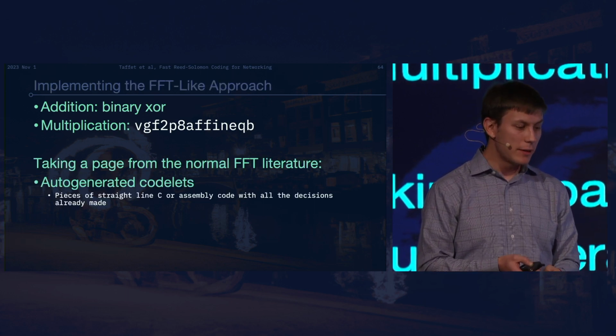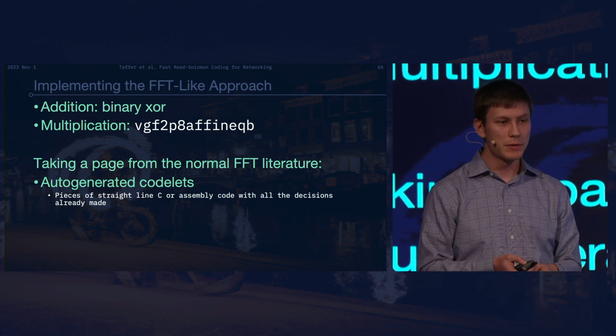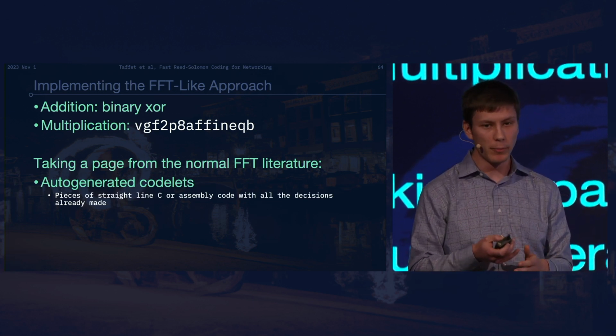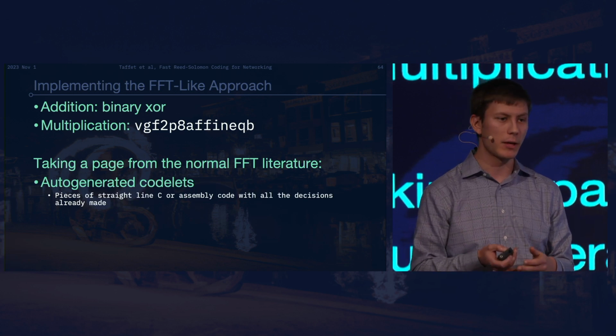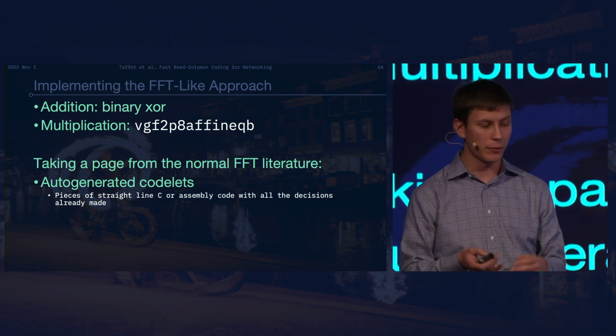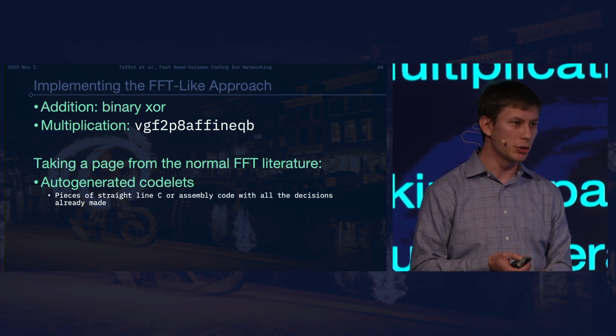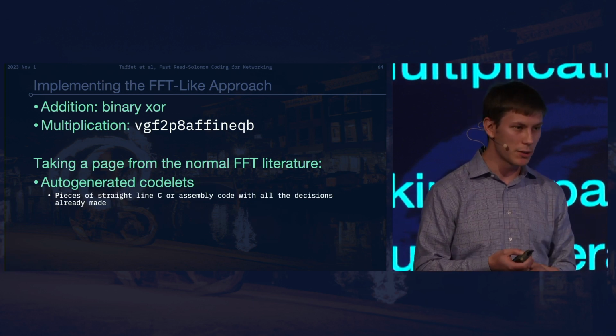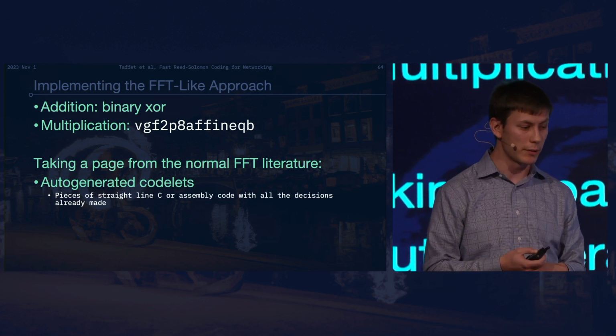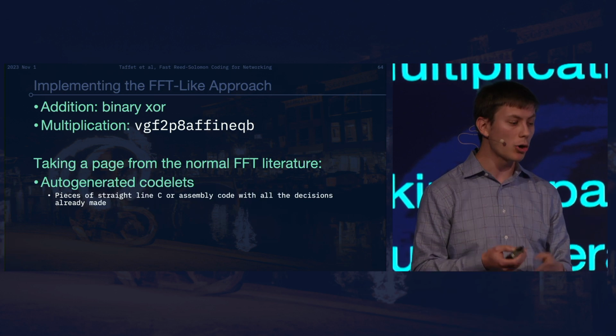And then this gives us an implementation of the two little primitives, but we still have the problem of how do we make sure we're multiplying by the right constants, multiplying the right things and adding the right things at all times. So we take a page from the normal FFT literature and use a technique that people have been using to accelerate fast Fourier transforms for years, and people have put a lot of effort into this. And that's one of auto-generated codelets.